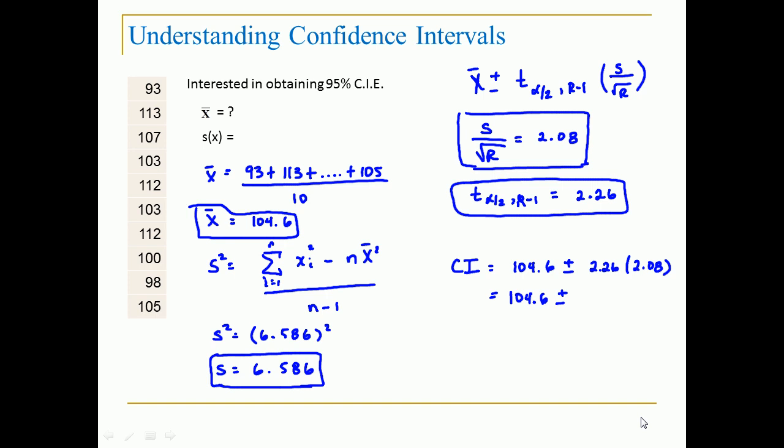And this equals 5.44. So at the end, your interval is 99.9 and 199.3. And that's the confidence interval. We are using a 95% confidence interval.